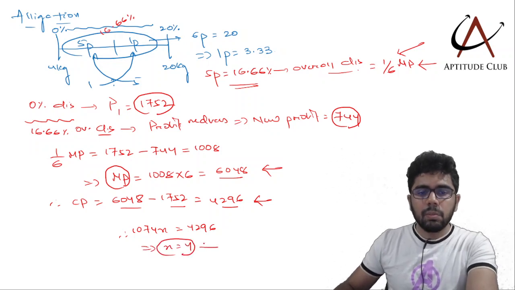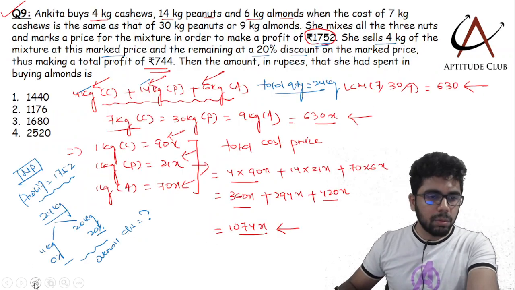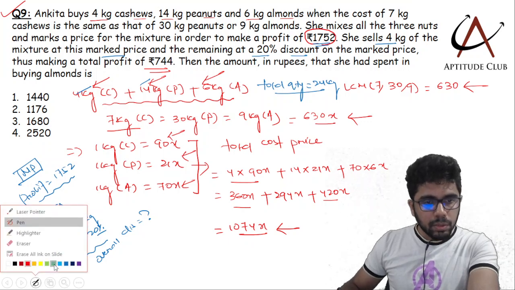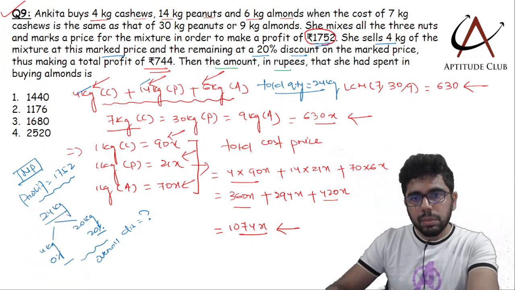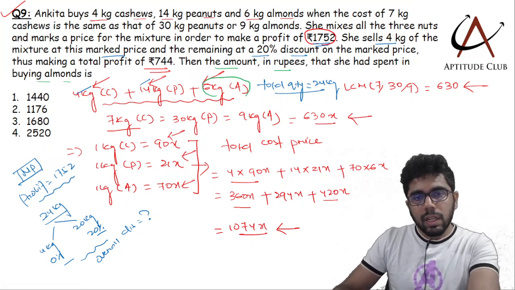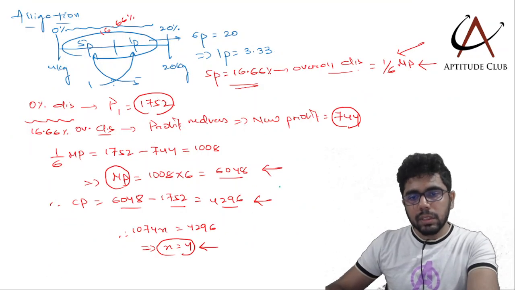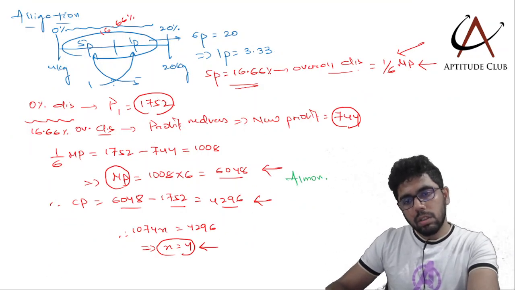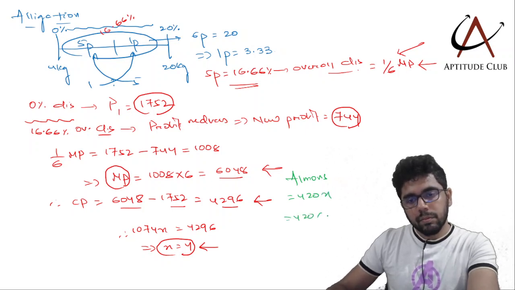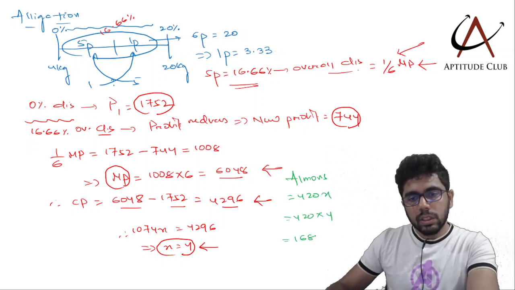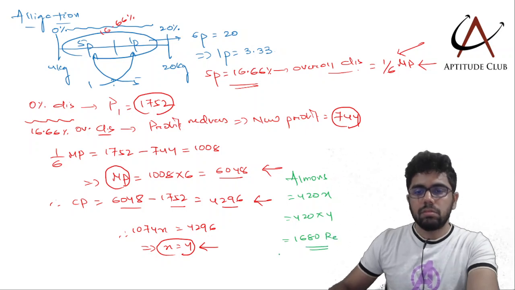Once you get x as 4, अभी तो आंसर इजीली आ जाएगा. क्या निकालना है क्वेश्चन में? Let us see. Question is asking us to find the amount in rupees that she had spent in buying almonds. So 6 kg of almonds, so 420x. So almonds के लिए कितना अमाउंट? 420x, which is 420 into 4, so 1680 rupees.